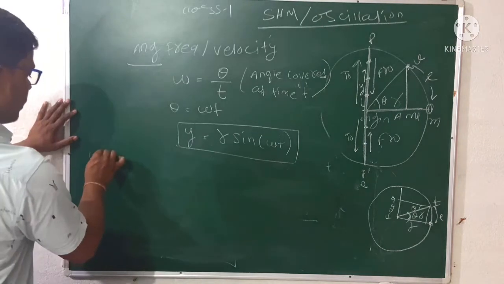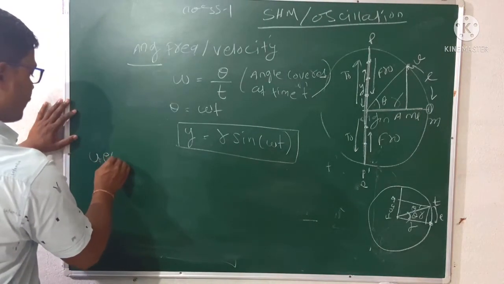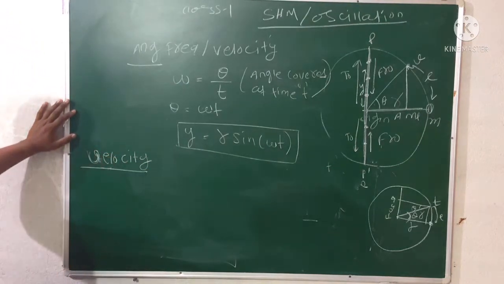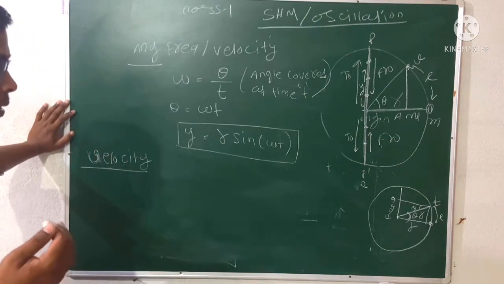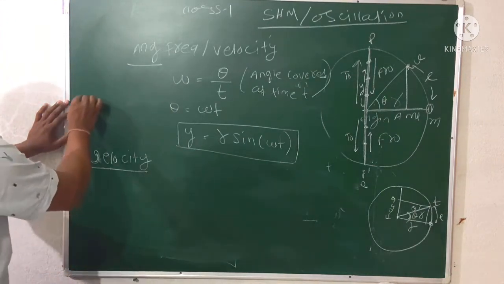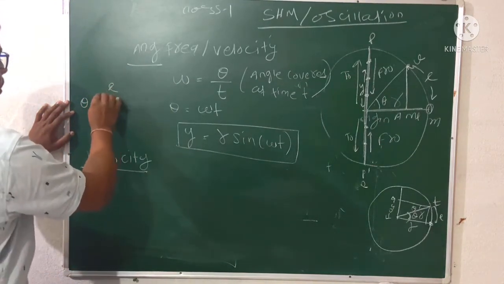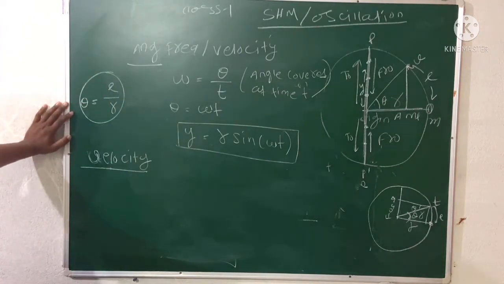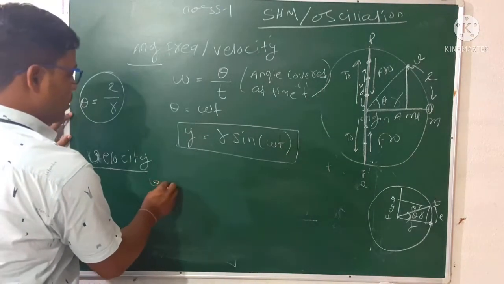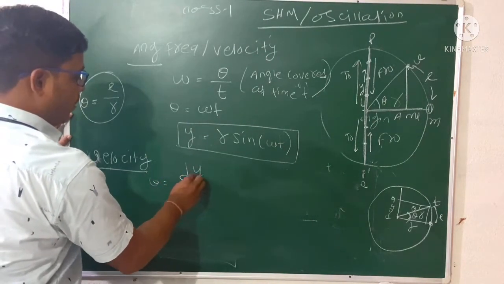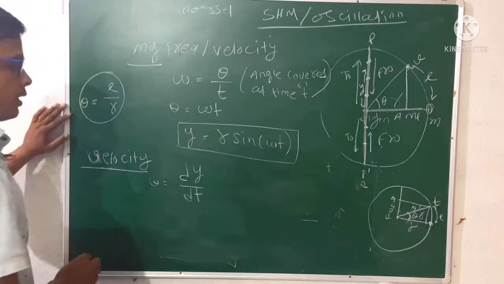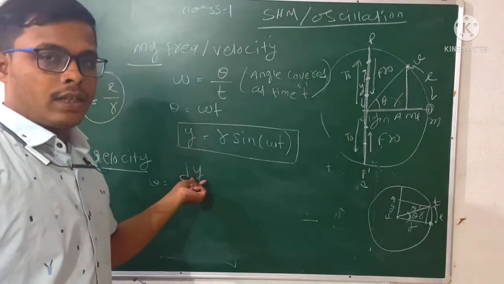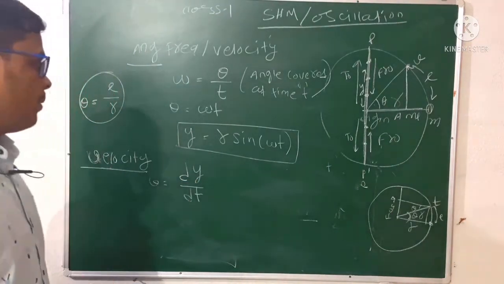So what is the velocity expression? What will be the velocity expression? So remember, two new things I have told you, that is theta. Theta is nothing but the arc length divided by radius. Remember, this is L by R. So what is the velocity? Remember, velocity is the time derivative of position. That means change in distance divided by change in time, divided by dt.